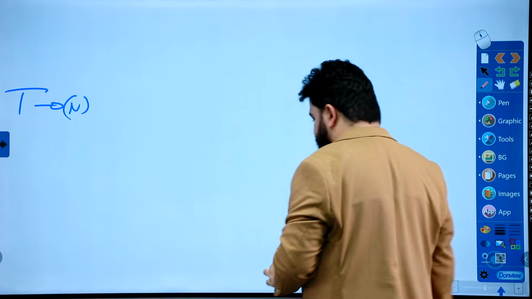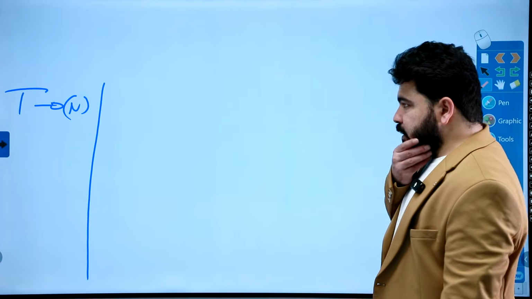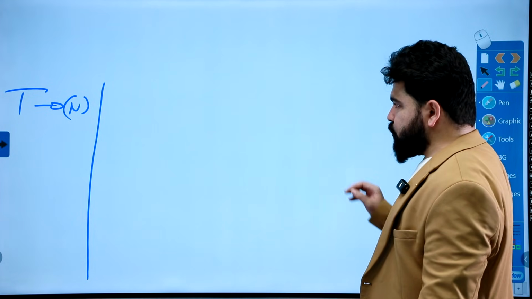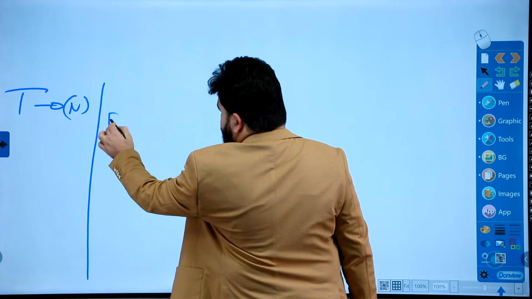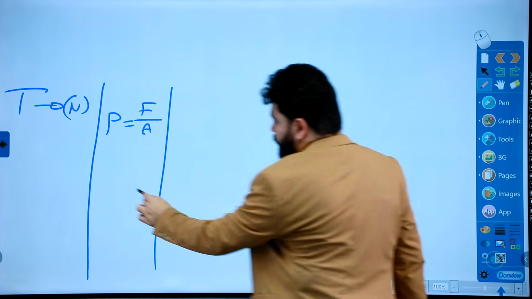Now we have stress. Because you're going to study this in the next chapter, I'm going to make a difference for you here between stress and pressure. Pressure is equal to force divided by area. This pressure is external.